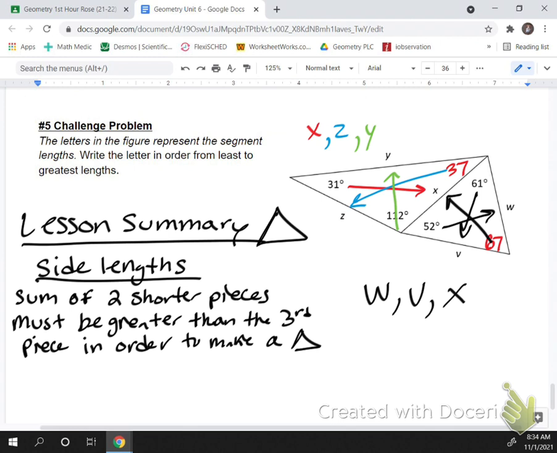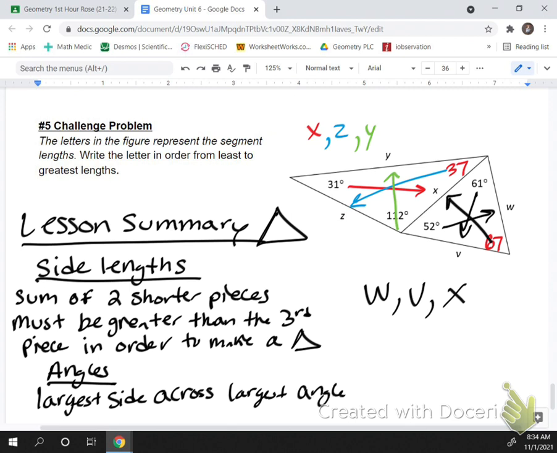We just had 2 observations at the end of investigation 2 about the angles. The largest side is across from the largest angle. The shortest side, or smallest side, is across from the smallest angle.